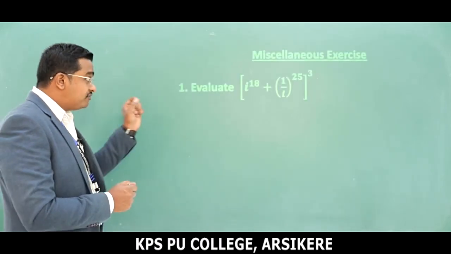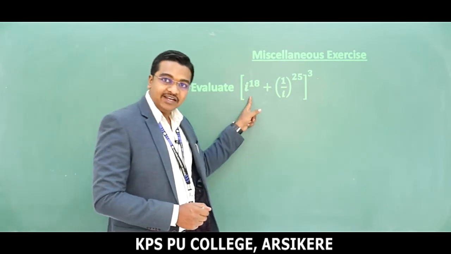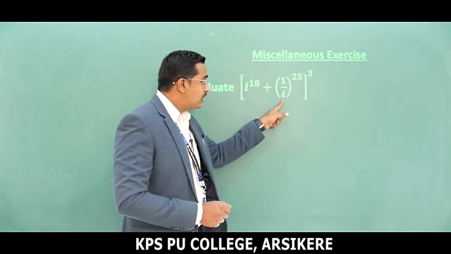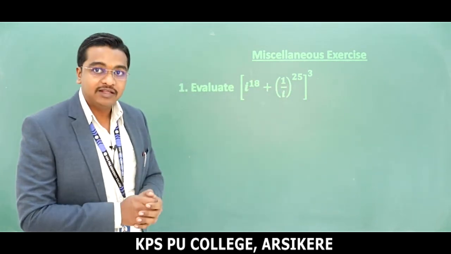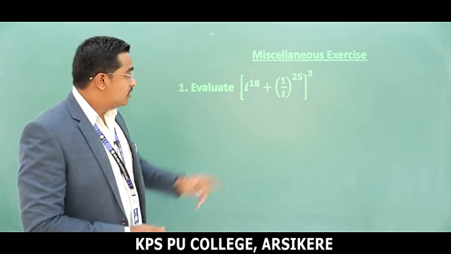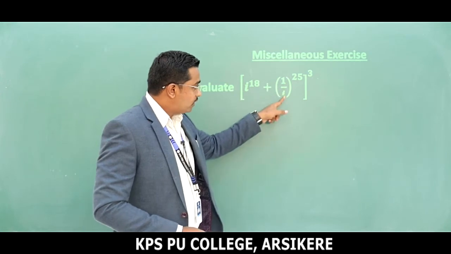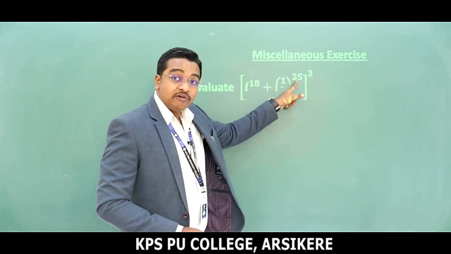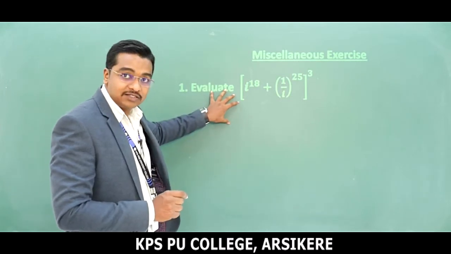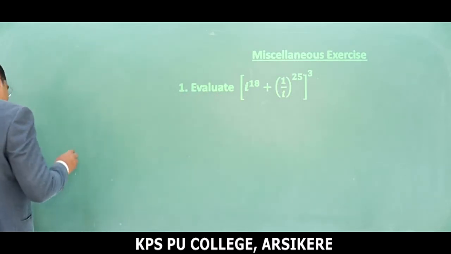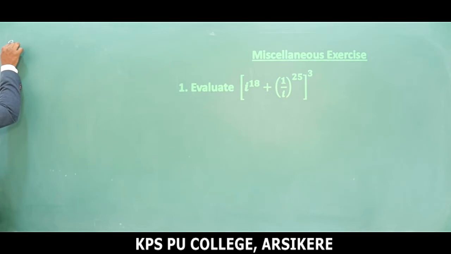First problem: evaluate (i^18 + 1/i^25)^3. That is cube. How to simplify? Here we have to evaluate this term. First set the given term as it is given. Solution.